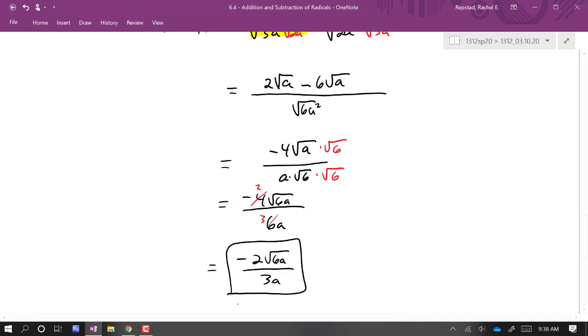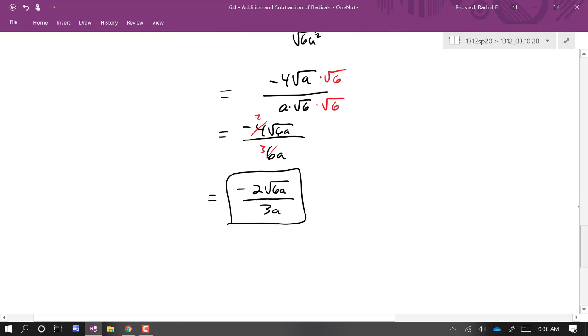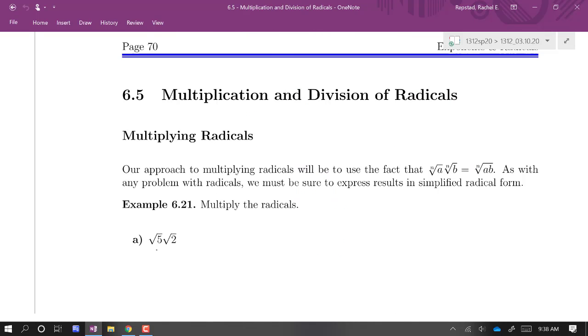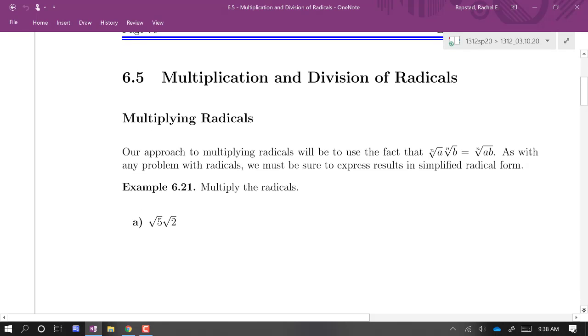Okay. All right, let's multiply and divide some radicals. So here we're mostly going to be using the rule that says we can split up radicals over multiplication. We can also combine them over multiplication. And that's the basic rule that we're going to use. You just have to be careful, we can only do this if the radicals are the same index or the same order.